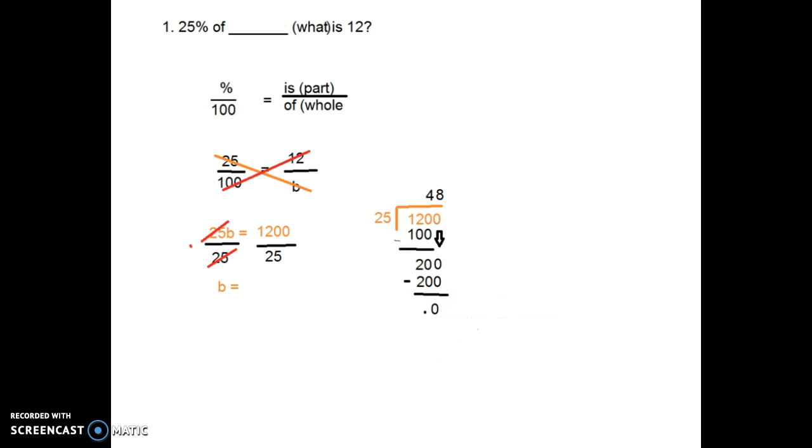Ignore this little decimal guy. He's not supposed to be there. Okay, so 25% of 48, that's what we got, right? Our answer's right here, is 12. And that, my friends, is number 1.